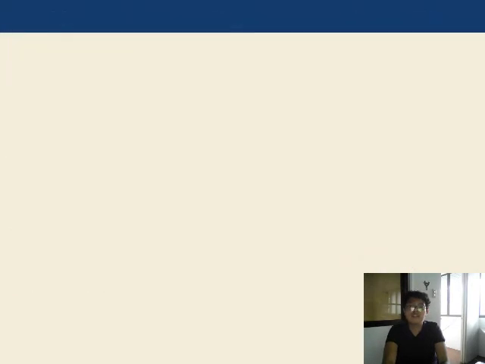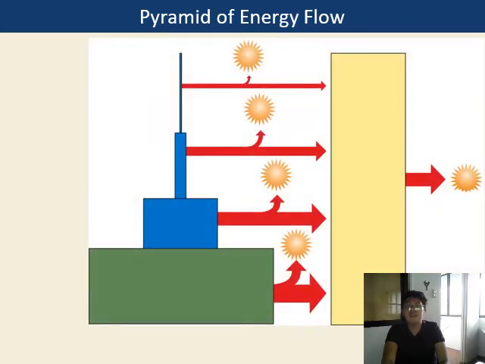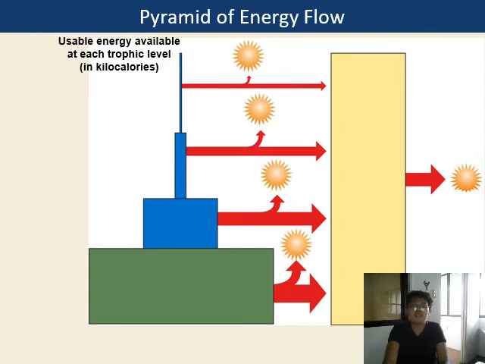This illustration is a generalized pyramid of energy flow that shows the decrease in usable energy or chemical energy available at each succeeding trophic level in a food chain or web. So this model assumes that with each transfer from one trophic level to another, there is a 90% loss in usable energy to the environment in the form of low quality heat. So calories and joules are used to measure energy. One kilocalorie is equal to 1000 calories.